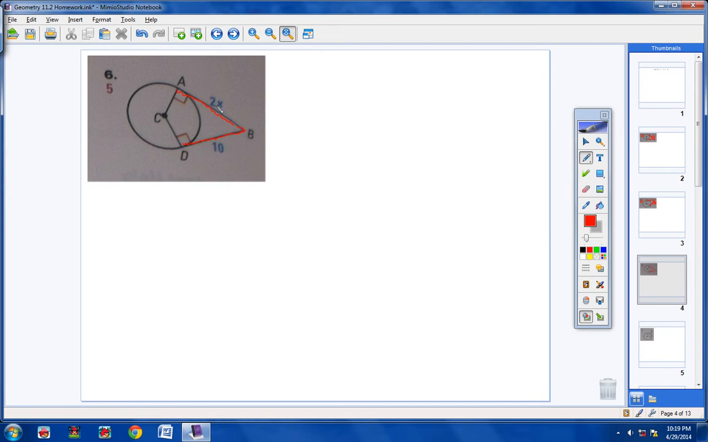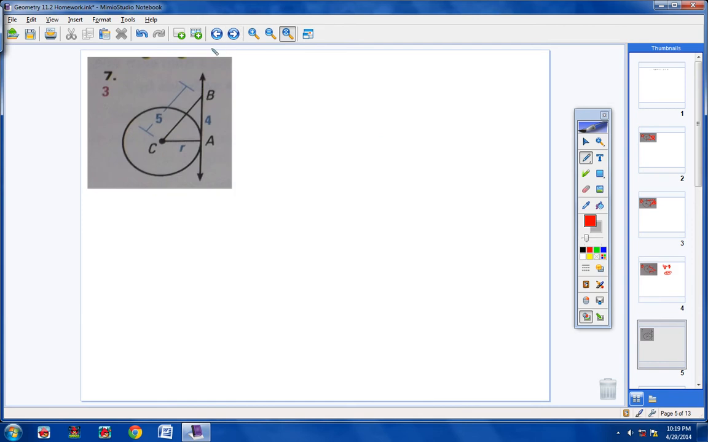So instead of saying x equals 10, we're going to say that 2x equals 10, because this segment here is 2x and this segment right here has to be equal to this segment here. So 2x equals 10. Divide both sides by 2. Your 2's cancel. x equals 5. Okay? Pretty simple algebra there.